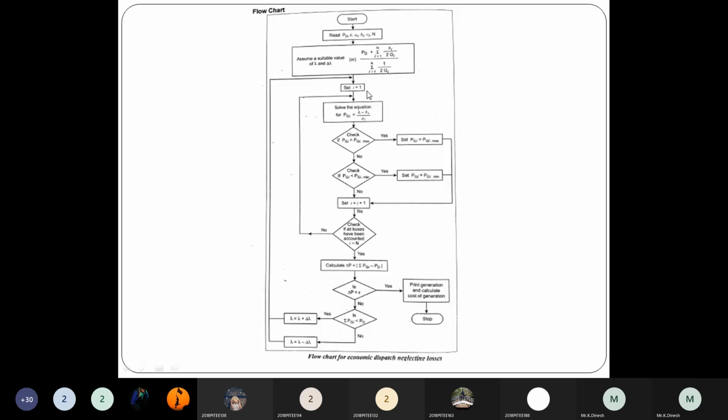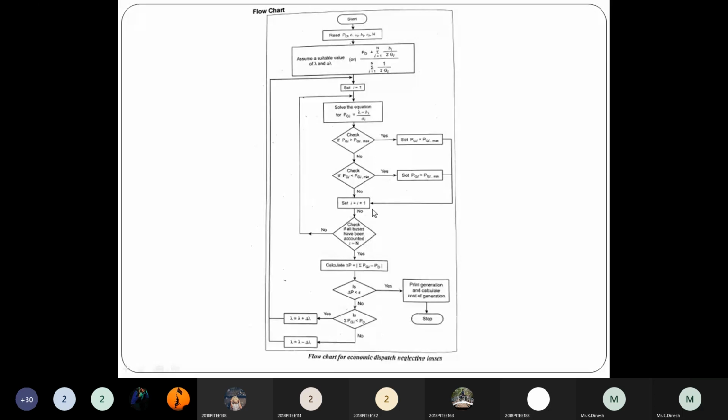Next, set your iteration count I equal to 1 and solve your power generation equation, lambda minus B by 2A. And I have to check my maximum limit as well as minimum. So if PGI is greater than PGI max, then PGI equal to PGI maximum. If it is not, automatically proceed with the minimum value. If PGI is less than PGI minimum, the setting value should be PGI equal to PGI minimum. If these two conditions are not satisfied, I have to increment my iteration count again, so set I equal to I plus 1.